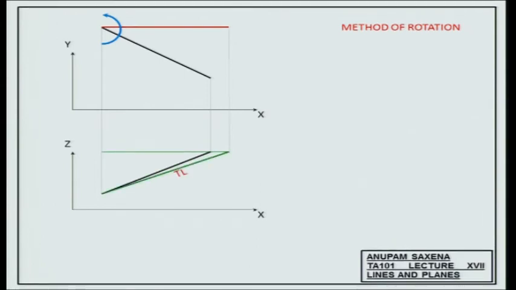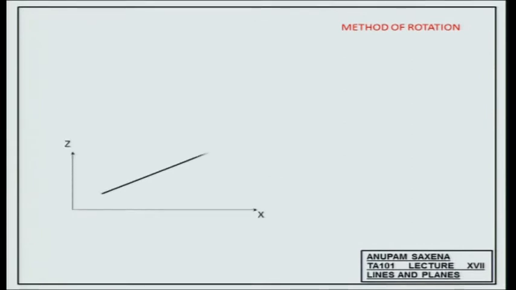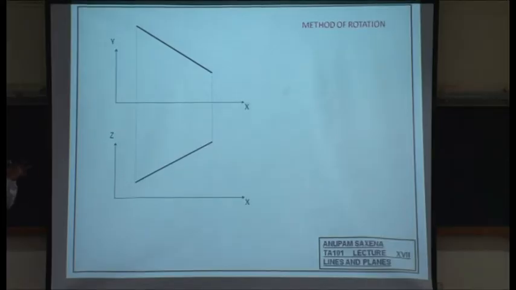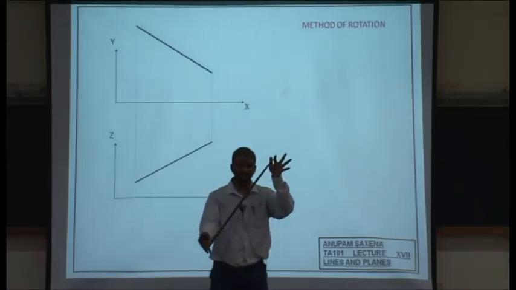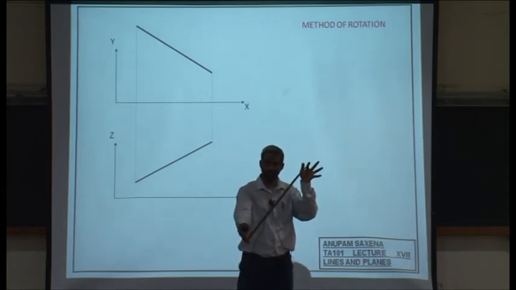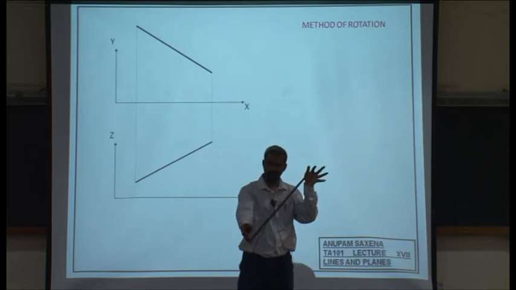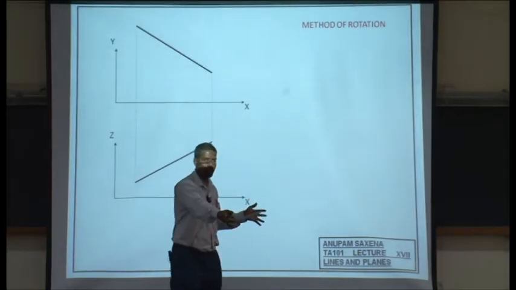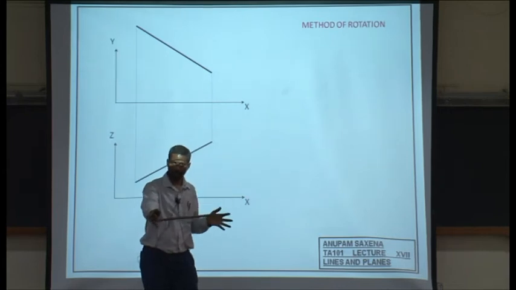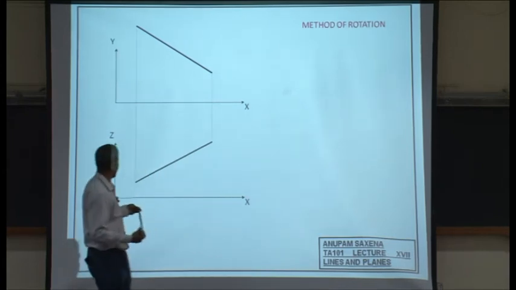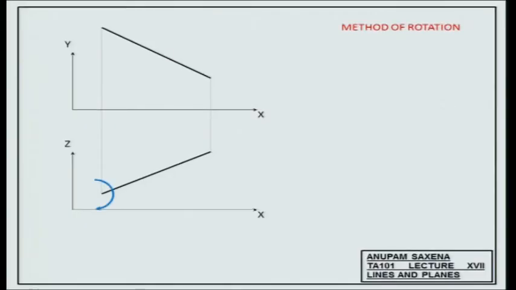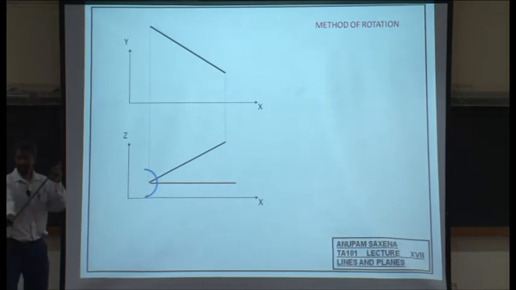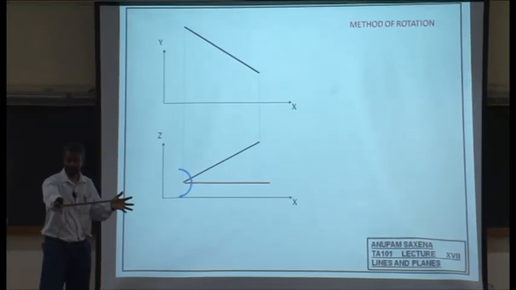This is okay, right? The same example. Now let's say you have this line. Now you see the projection of this line in the front view. Now I'm going to rotate this projection in such a way that it becomes horizontal. This rotation is about what axis? The y axis. Now of course this length would not change, right?